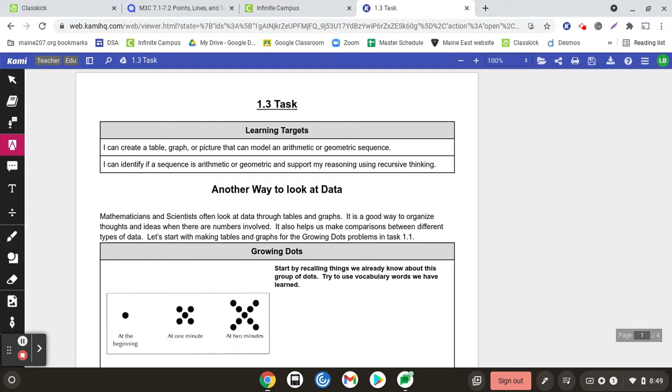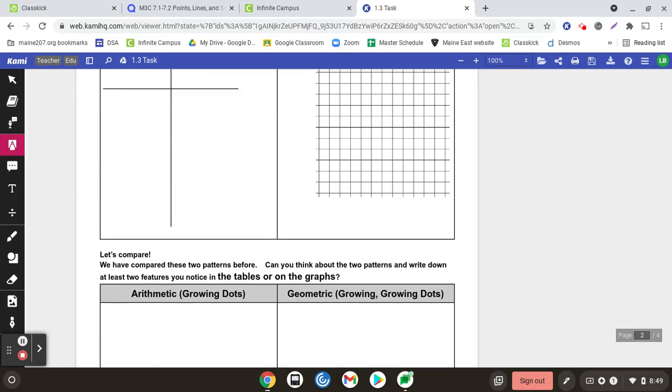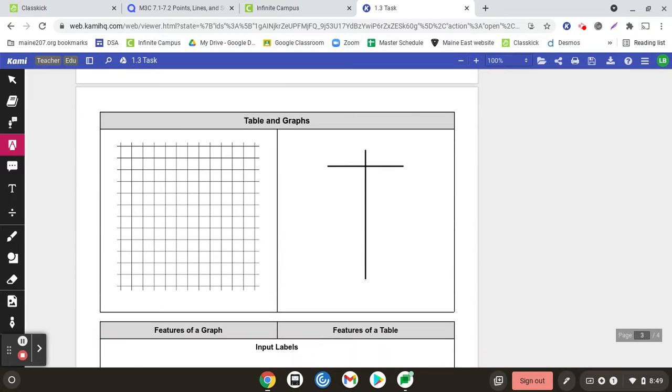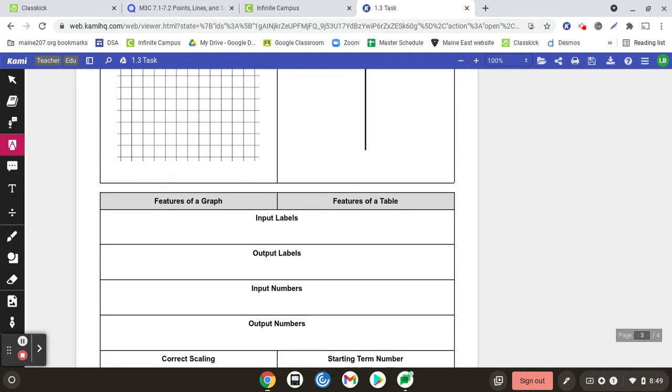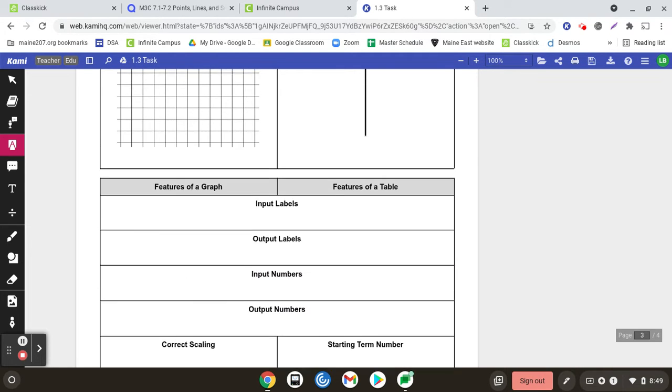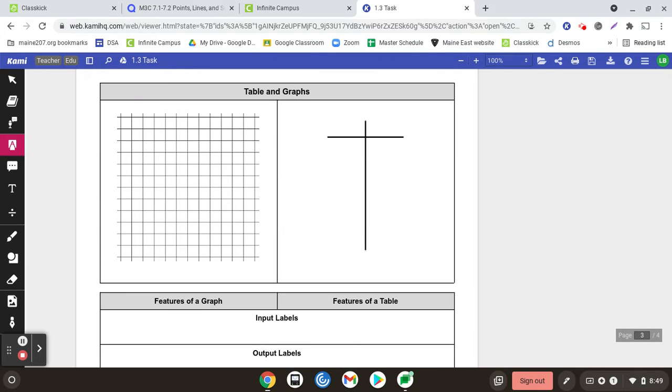Welcome to task 1.3, and we are going to go to page 19 in your packet for our video. It's going to start where it says tables and graphs, and if you look in the middle of the page, we've got lots of phrases that we're going to define right now. So let's start with input labels.